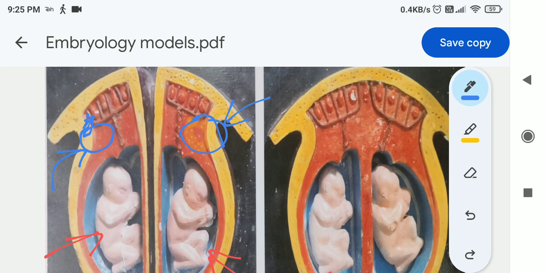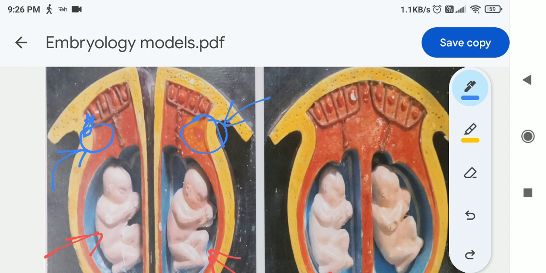They are non-identical twins, or they are allo twins. They are not iso twins. Iso means identical twins. So this occurs when two different ova are fertilized by two different sperms.